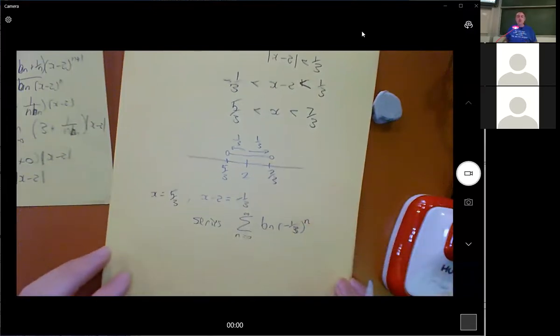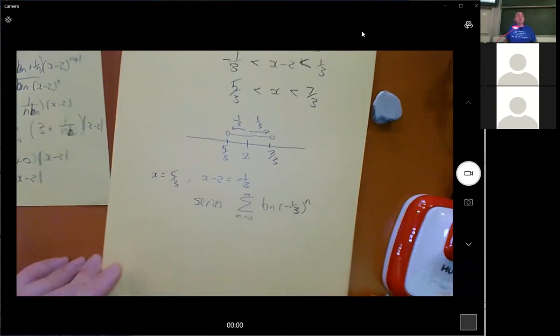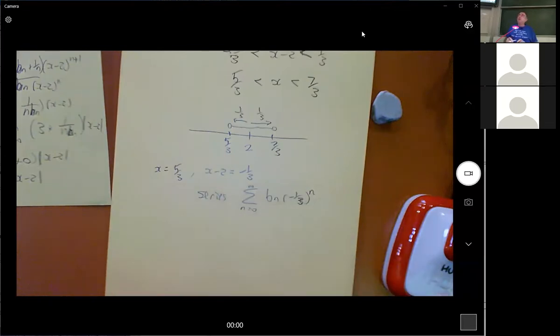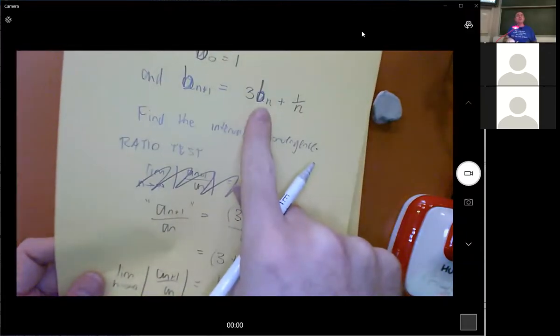It is an alternating series. So to do the alternating series test, the terms individually would have to approach 0. Bn just gets bigger and bigger, doesn't it?